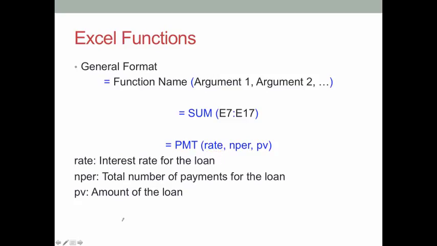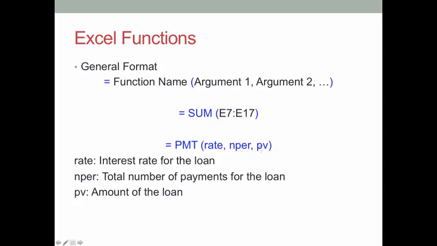The NPER argument in the payment function represents the total number of payments for the mortgage or the loan. Let's say you have a 5-year mortgage, and you have to pay back to the bank every month in a year. Then you need to use 5 multiplied by 12 to calculate the value for the NPER argument in the PMT function.